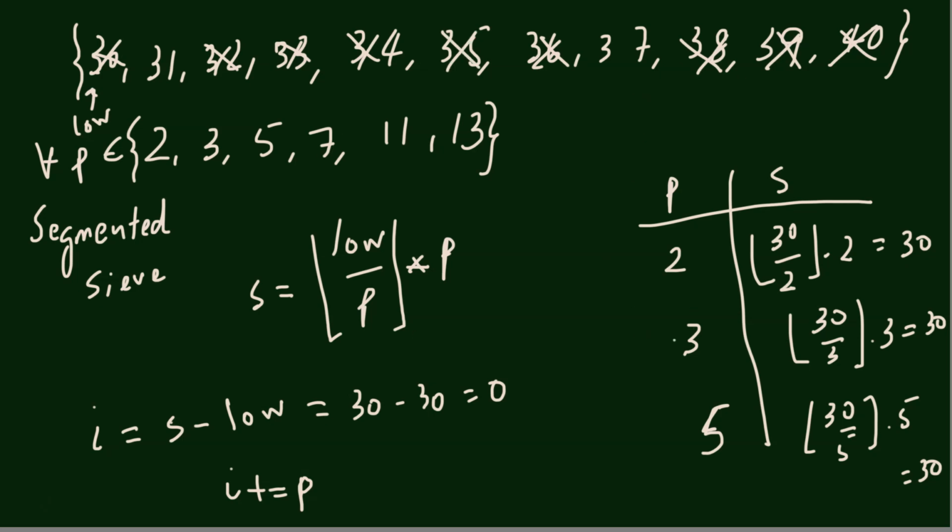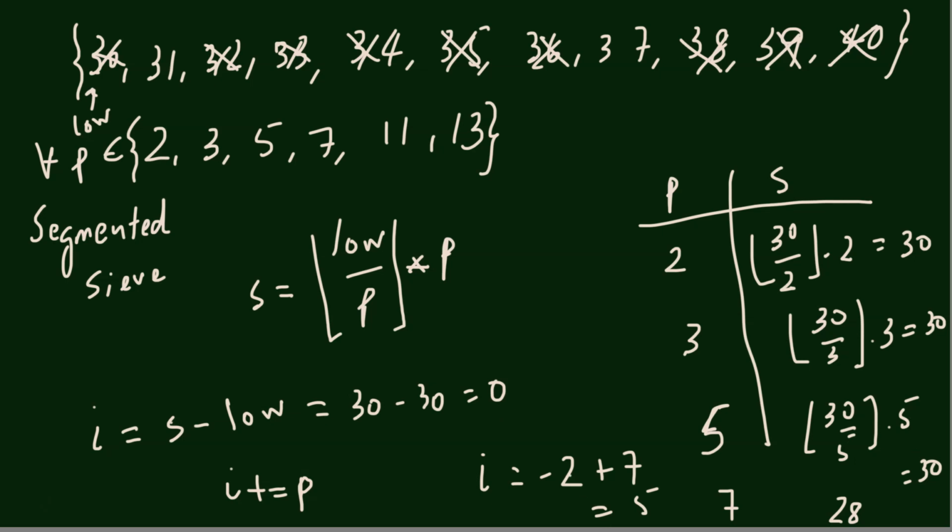And then for 7, we would have 28. And 28 would give us an I of minus 2. And what happens when we get a negative I is that we add p to it. So now we add 7 to it, gives us 5. And that becomes our I. Right? So what's 5? 0, 1, 2, 3, 4, 5. 35 is already struck out. 40 and so on.